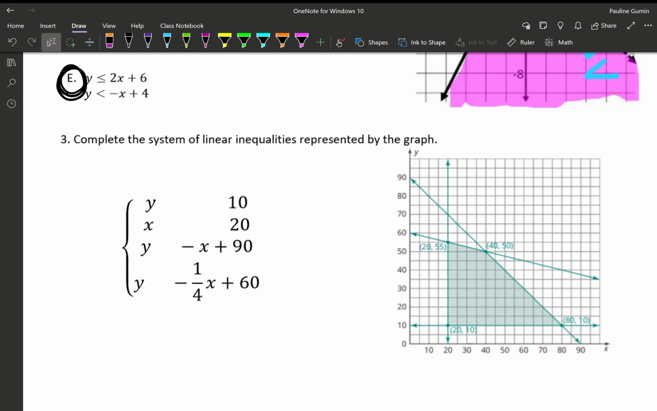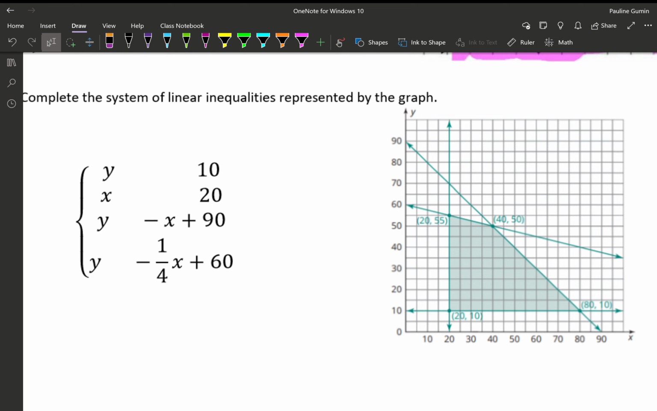Let's complete this system. All right. The first one we have is the Y line. Y lines are flat, which means I'm looking at this line right here. The shaded area is above it, so Y is greater than or equal to 10. The next one is an X line. X lines are vertical, so it's this line right here.